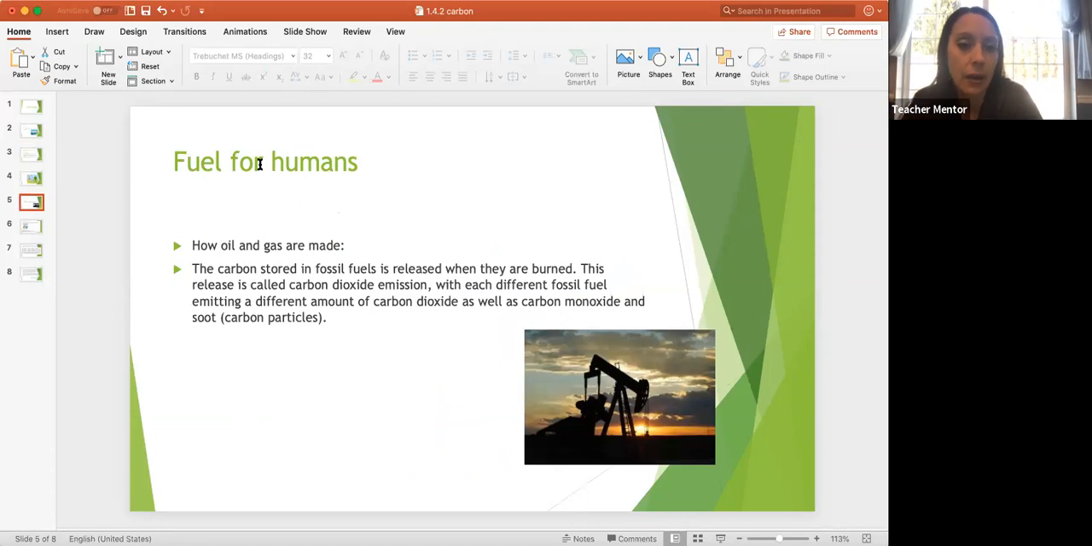Okay, but let's get to a little bit more I put in here about fuel for humans, and how oil and gas are made. So again, we talked about how carbon stored in fossil fuels is released when it's burned. So when we're burning this oil, gas, and coal, we're releasing that carbon back into the atmosphere. This release is what we call carbon dioxide emission, with each different fossil fuel emitting a different amount of carbon dioxide, as well as carbon monoxide and soot, other kinds of particles that go along with it. They're putting all of this up into our atmosphere, adding to more carbon.